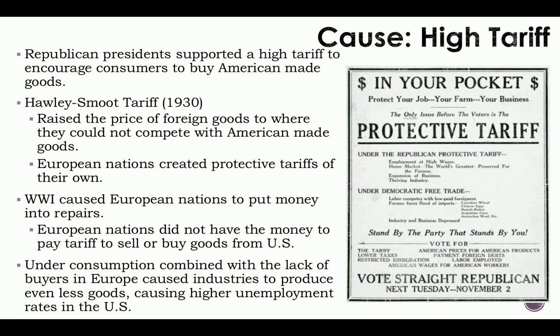So this creates the problem of underconsumption because manufacturers in the United States were producing to be able to sell not only here but overseas. And when Europe doesn't buy, that means we have a lot of extra stuff. And when we produce too much and we have to make cutbacks, that's when we lay people off. We start to fire them because we don't need as many workers. We're not producing as much. And this causes unemployment to rise in the United States.